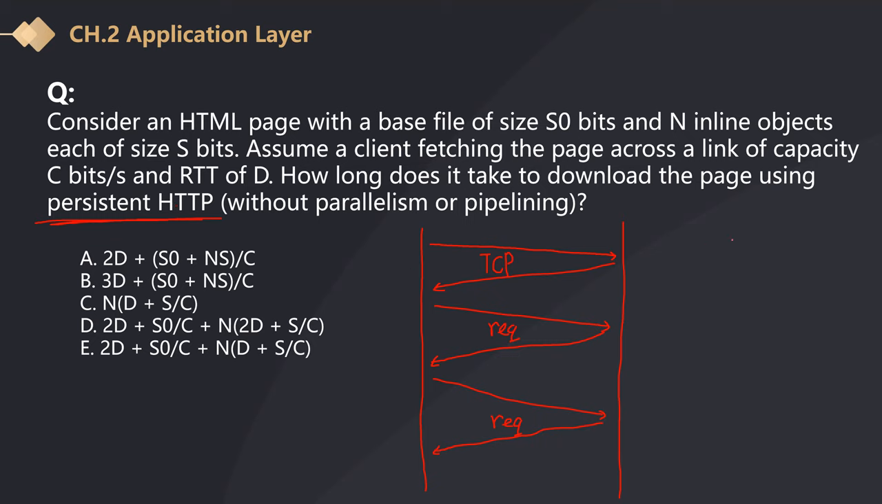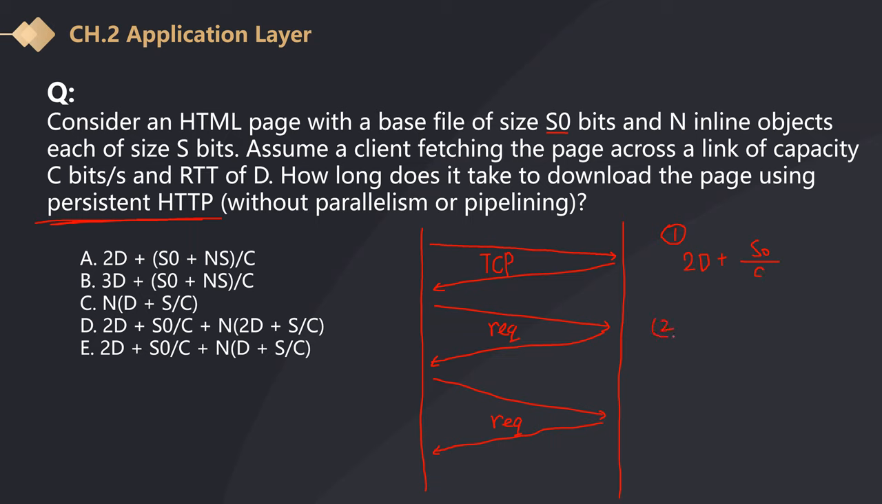So what will be the delay, like the time for stage one? In stage one, we need to create a TCP connection, right? So it will be 2D, to create a TCP connection and send a request for the HTML. So it's 2 RTT plus the size of the file S0 divided by C, the speed.